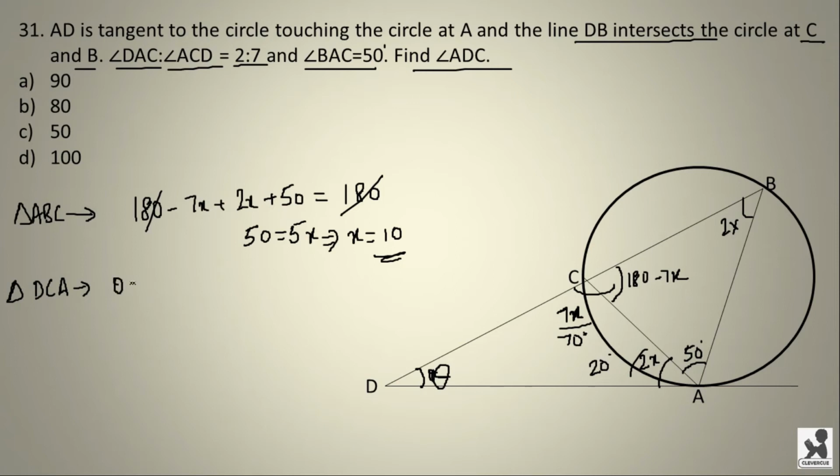So now theta is equal to 180 minus 70 plus 20, which is equal to 90 degrees. So option A is the right answer. Next question.